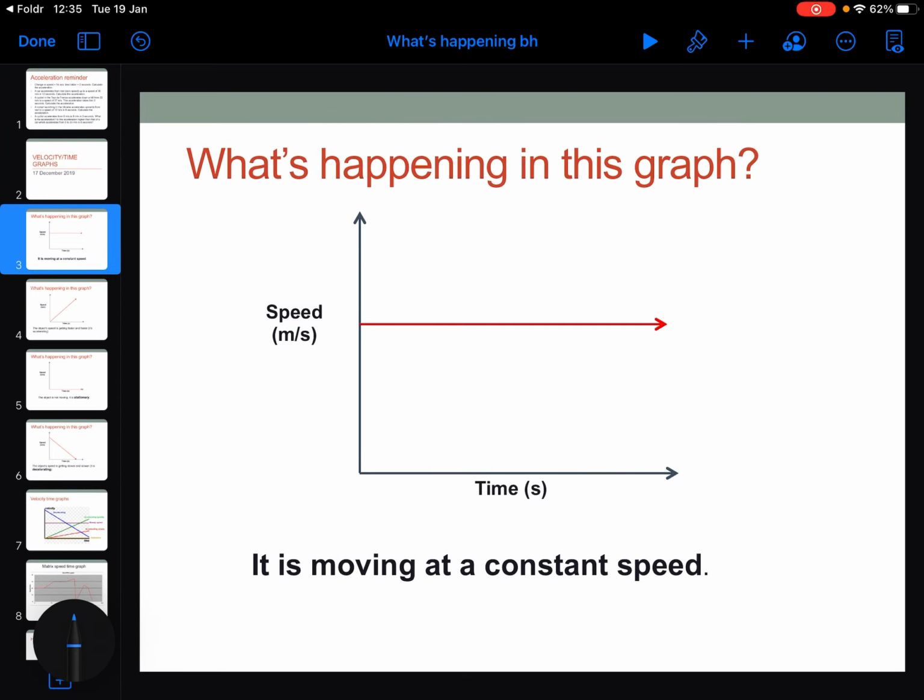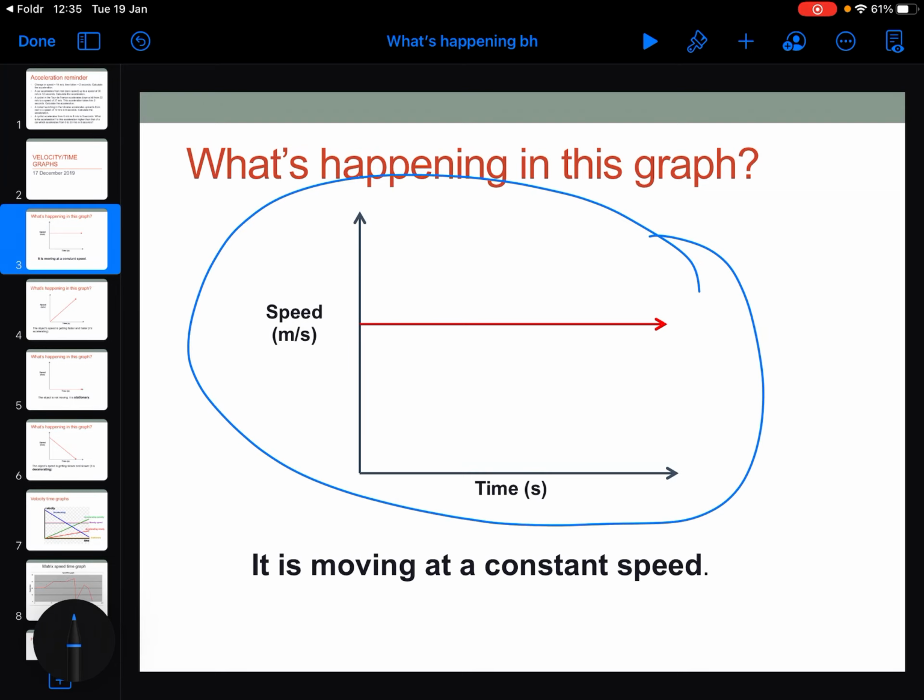So the first one is, have a look at this. We've got a speed time graph here, and you can see that there's a straight line here. So the speed, and for the time being I'm going to use speed and velocity interchangeably, is not changing. So here, a flat line on the graph means that the thing is moving at a constant speed. So it might be going at 3 meters per second and it just stays at 3 meters per second.